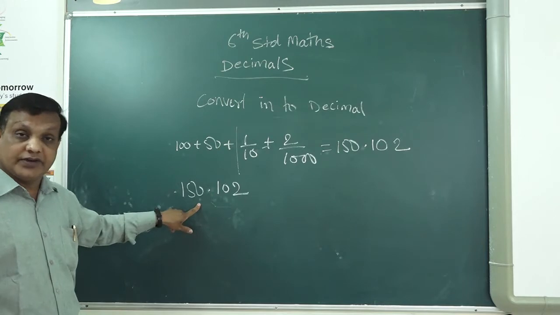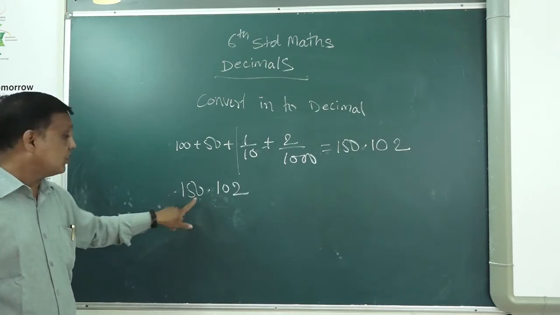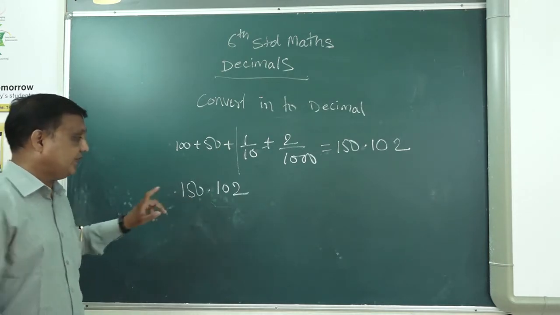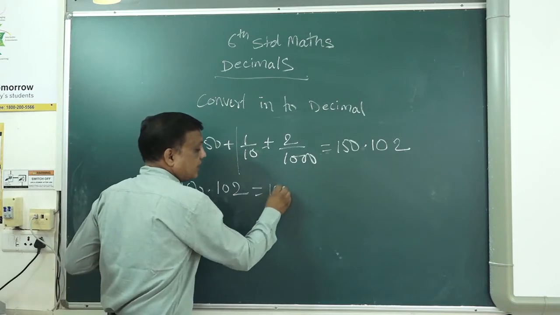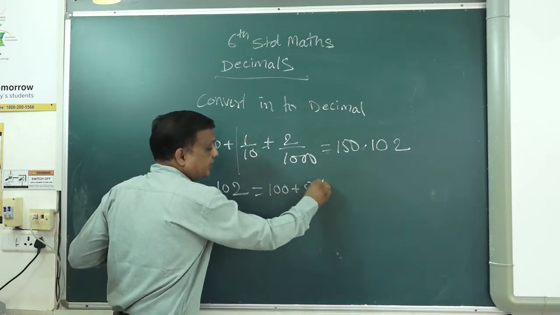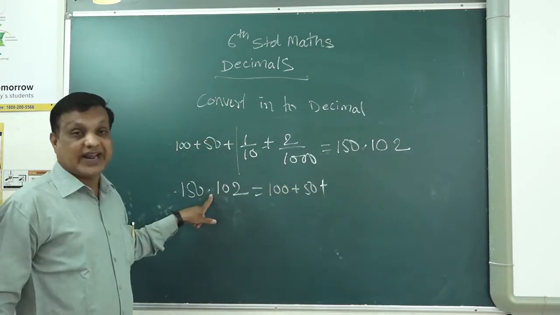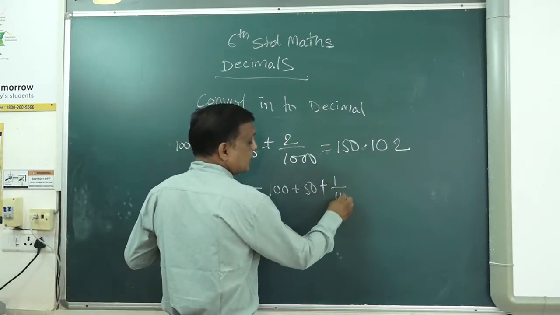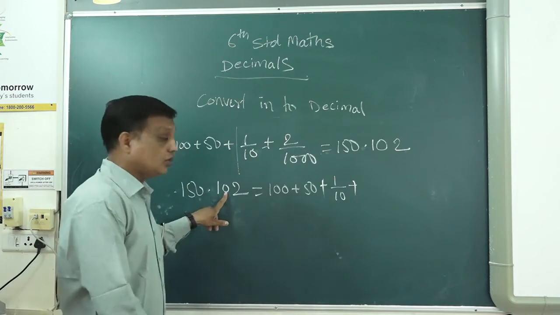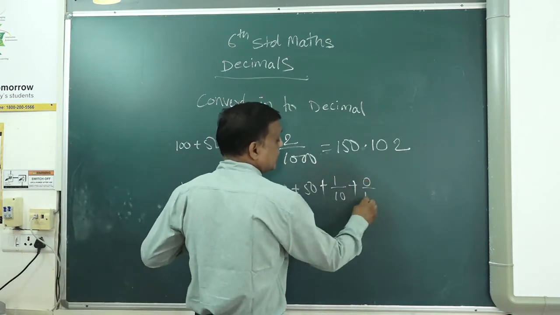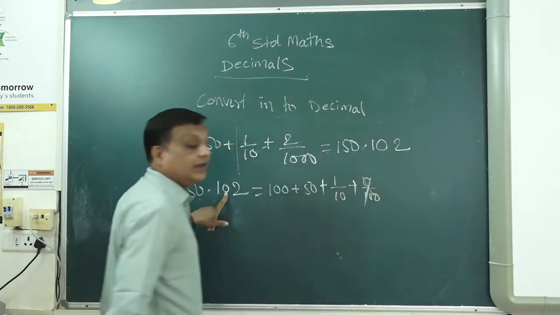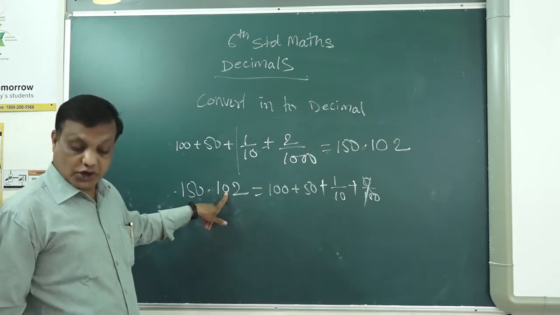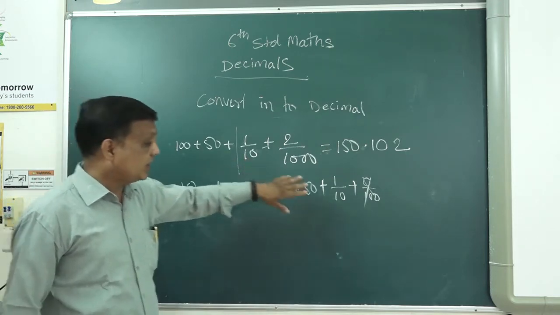Now this you have to convert to decimal. Expanded form, how to write? 100 plus 50 plus. Decimal means fraction started. Now what is this? 1. So 1 upon 10 plus. What is here? 0. It means 0 upon 100. So 0 upon 100, if you show it, it's okay, if you don't show it, also okay.